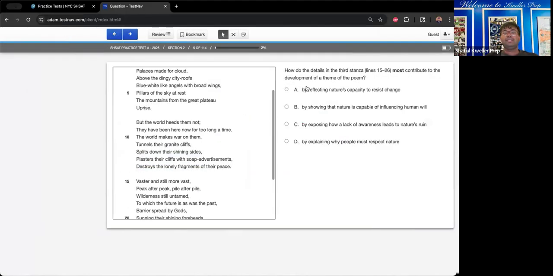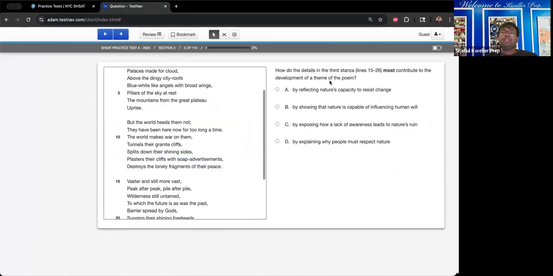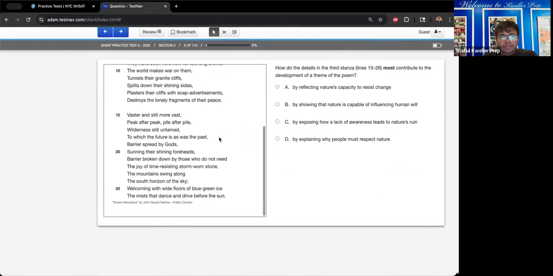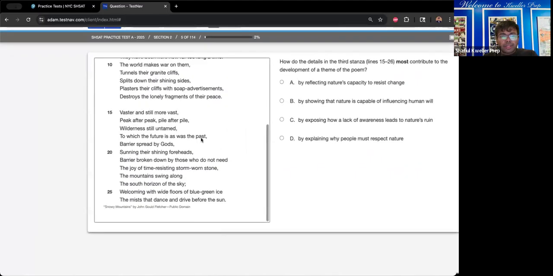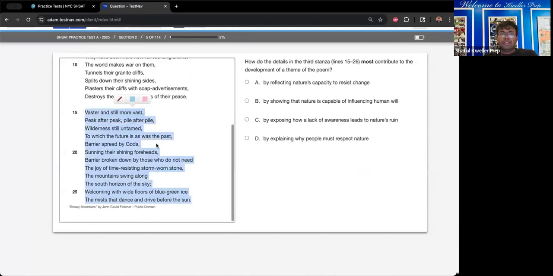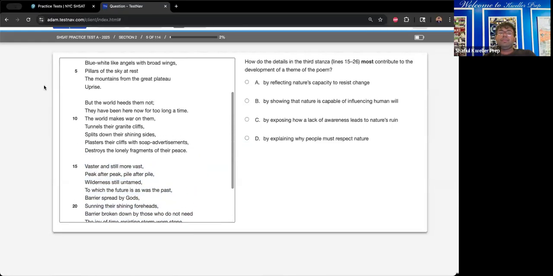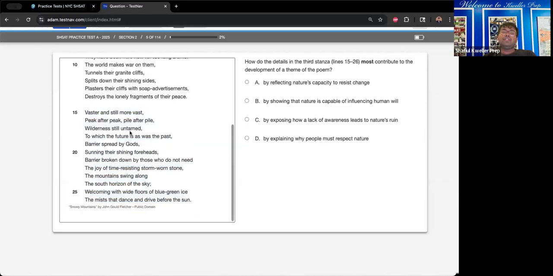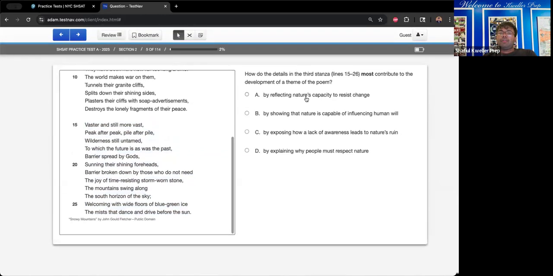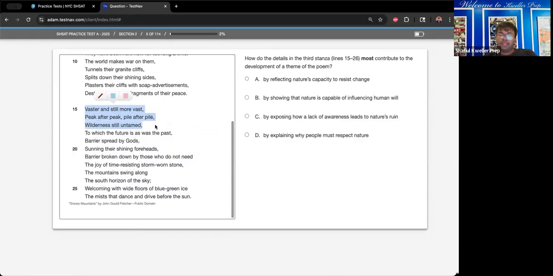How do the details in the third stanza most contribute to the development of a theme of the poem? So we talked about how the second stanza has people destroying nature. Third stanza, nature is resisting this change and nature continues to expand. That's the idea I get. By reflecting nature's capacity to resist change, okay, this could be good. Here we see how nature seems unfazed when people are destroying it, and it's withstanding change. So it could be A.